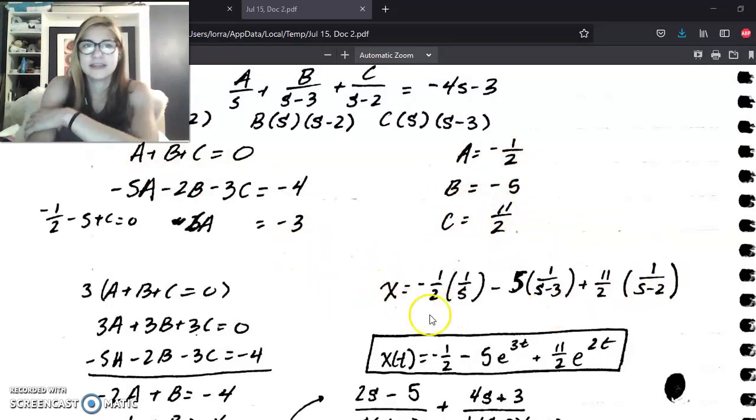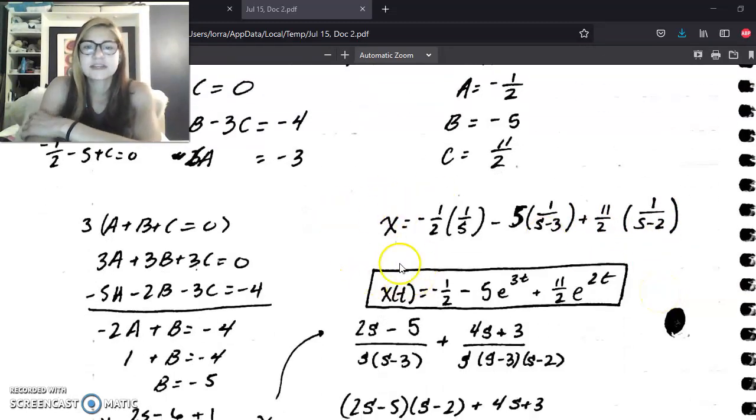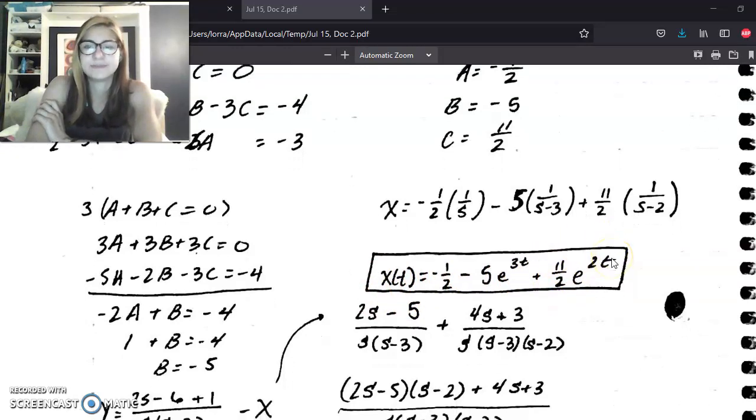And then you plug that into the big X equation. So big X is equal to negative 1/2 times 1 over s, minus 5 times 1 over s minus 3, plus 11 over 2 times 1 over s minus 2. And then you just take the inverse Laplace of this equation to get little x of t is equal to negative 1/2 minus 5 e to the 3t plus 11 over 2 e to the 2t.